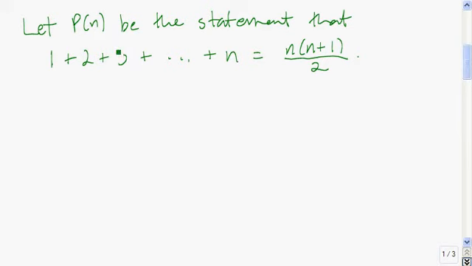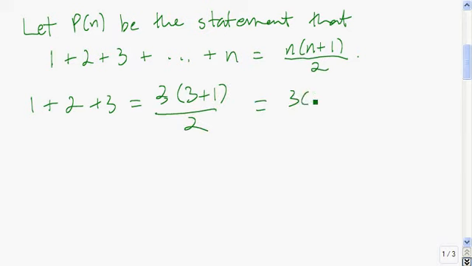Okay, now let P of n be the statement that 1 plus 2 plus 3, so the sum of all the numbers stopping at n, is equal to n times n plus 1 over 2. Let's take a look at what this is saying for some specific values. So if we look at 1 plus 2 plus 3, this statement is saying that it's equal to 3 times 3 plus 1 divided by 2, which is equal to 3 times 4 divided by 2, which is equal to 6. And we can see that, yes, 1 plus 2 plus 3 does equal 6, so this statement is true if we stop at 3.